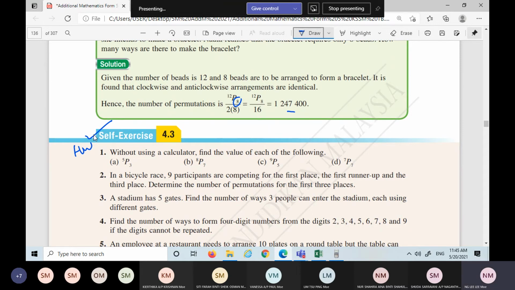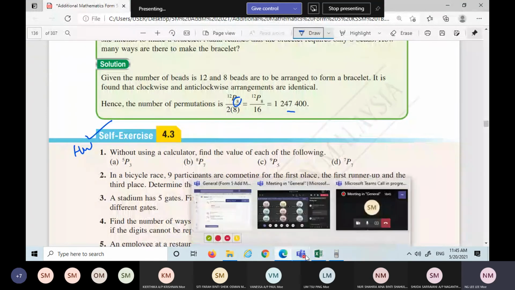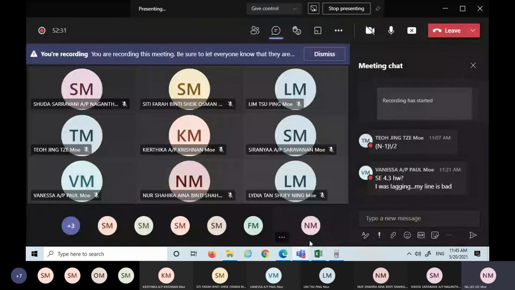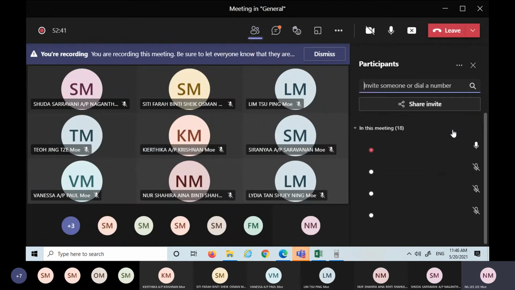I still have 15 minutes. Come, I want to settle these few girls. Serene, Shuda, Sophia, Sonia, Sri. 4 of them start with S. Let me check whether they are here. 17 here, 1 girl not here. I can't check, I can't see suddenly. Can someone tell who is not here?